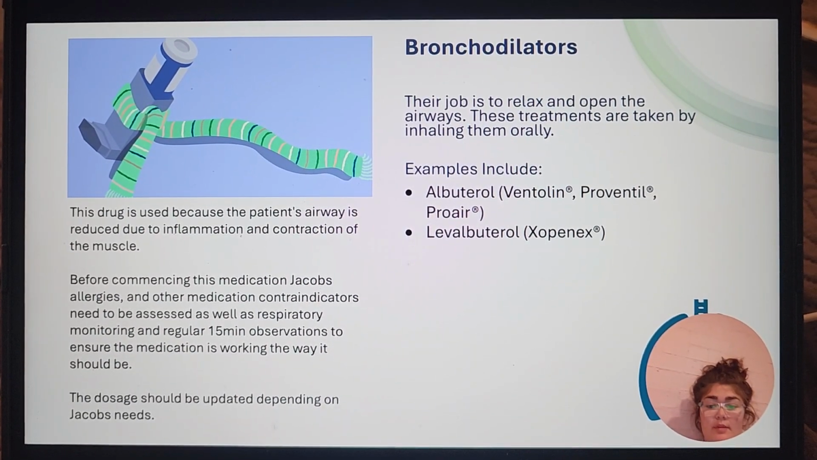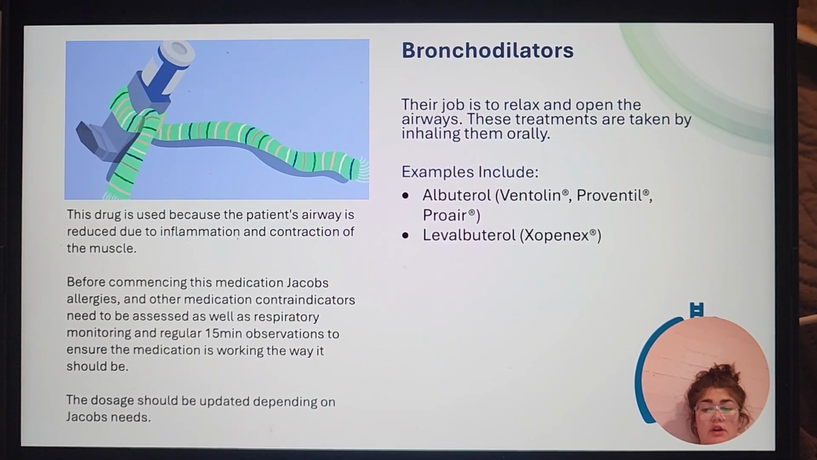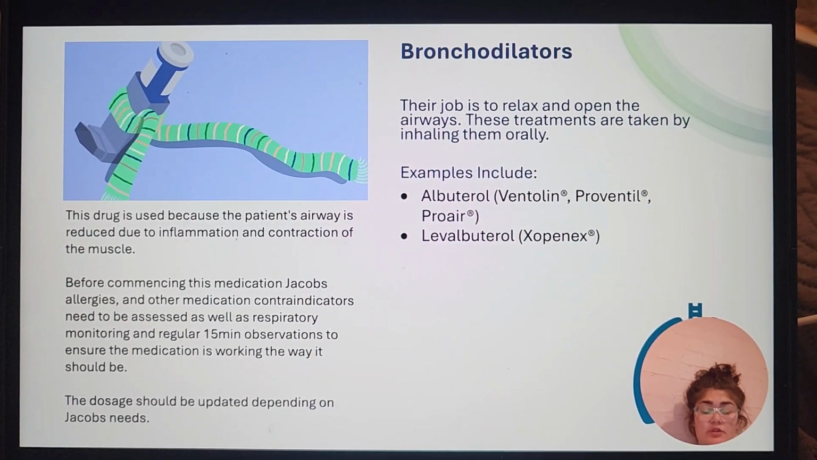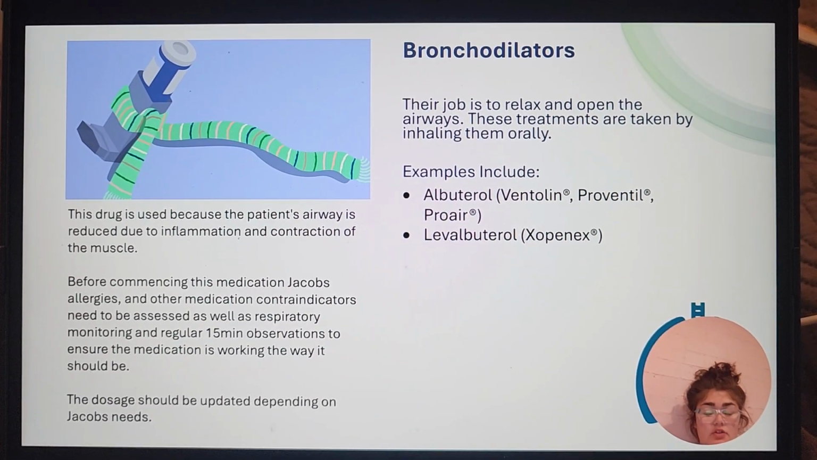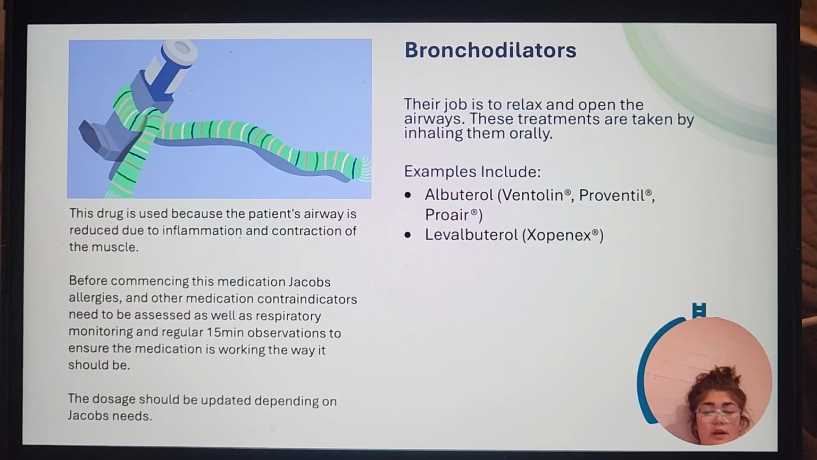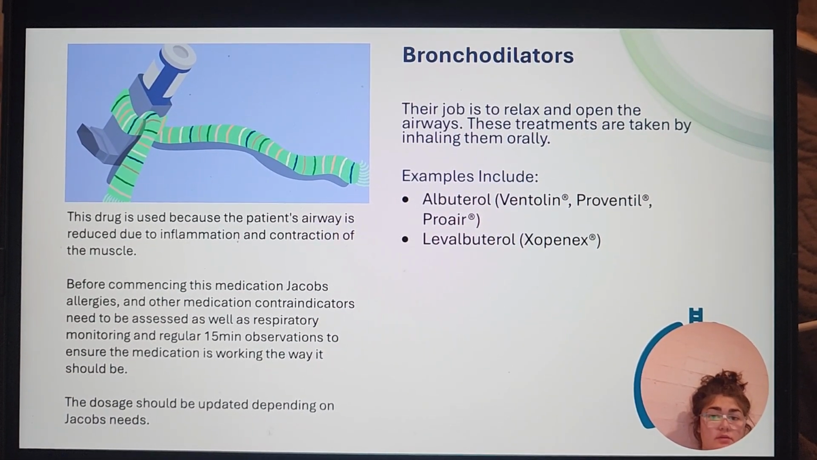muscle. Before commencing this medication, Jacob's allergies and other medication contraindications need to be assessed, as well as respiratory monitoring and regular observations to ensure medication is working the way that it should be. The dosage should also be updated depending on Jacob's needs and changes to his cystic fibrosis.